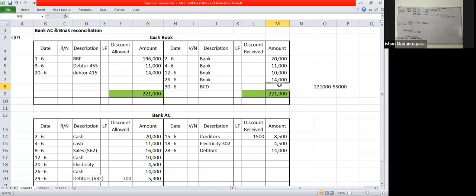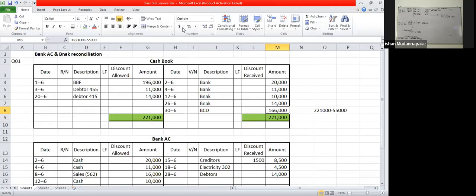Tisasna, closing cash balance. 69,000? No, sorry. Closing cash balance, sorry, 166,000. Yes, 166,000. Closing cash balance.